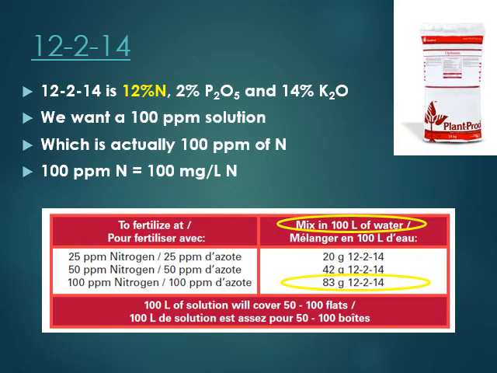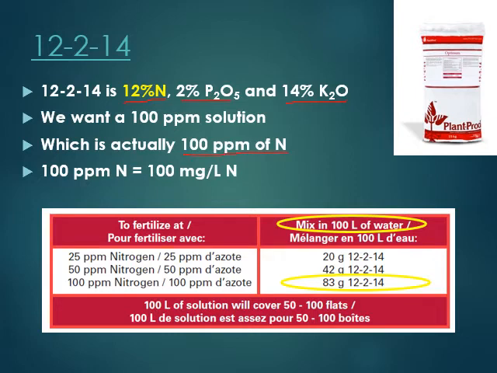So let's look at an example. This is 12-2-14 fertilizer. Now, the 12 and the 2 and the 14 refer to percentages, right? So there's 12% nitrogen, 2% phosphate, and 14% potassium. Let's say we want a 100 ppm solution. That means we're looking for 100 ppm of nitrogen.